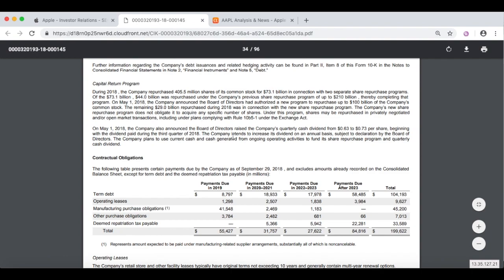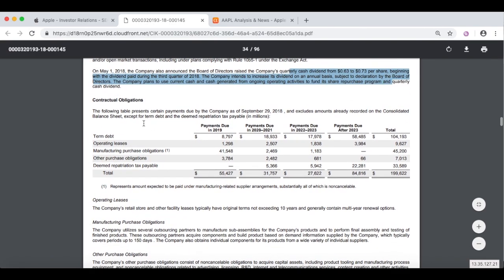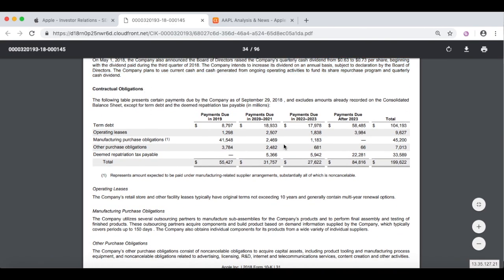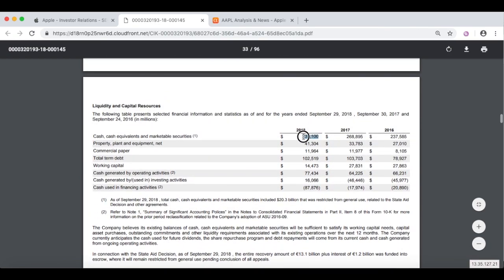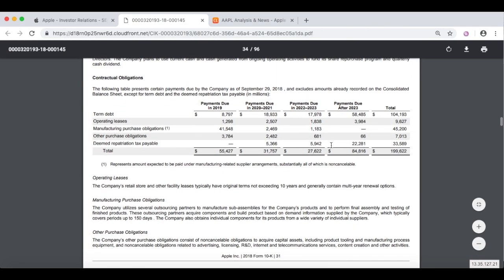Capital return program. This is probably dividend. Talking about dividend, this is obviously really important if you're a buy and hold investor. Contractual obligations. Look at this. We've got leases and debt and purchase obligations. These obligations are non-cancelable, so this is real money here. They give you kind of a future view on these, all the way to 2023, and then they give you a total. 199 billion, guys. Remember, Apple has how much in cash? 237. Another reason not to worry about any kind of debt level.